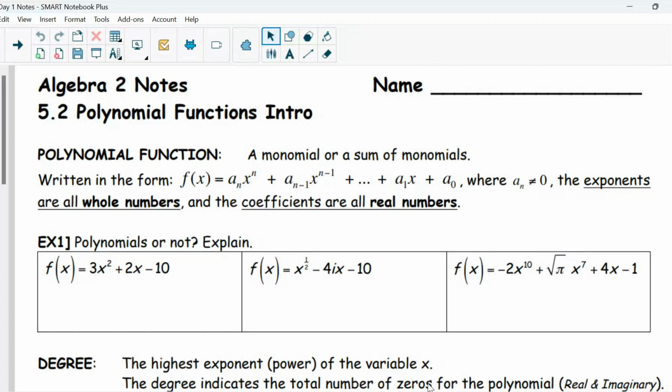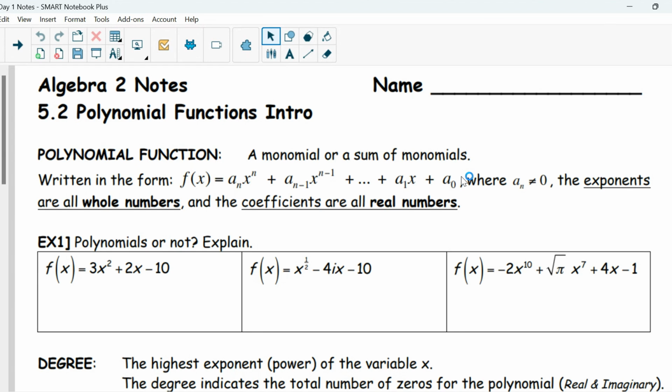On polynomial functions. A polynomial function is a monomial or a sum of monomials. We write this in the form as follows here. Don't get super caught up in that notation. That just shows you that it is a sum of monomials with different coefficients and different exponents. In some cases we have constants, which would be a sub 0 here. The main takeaway is the exponents for a polynomial function have to be whole numbers, and the coefficients are all real numbers.